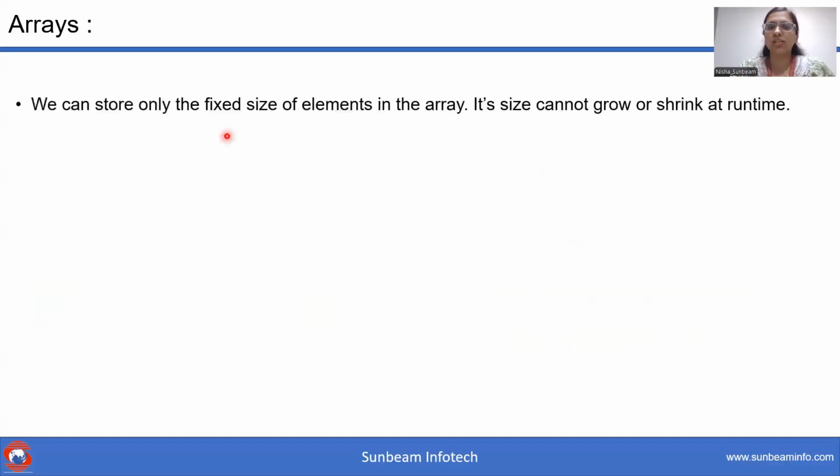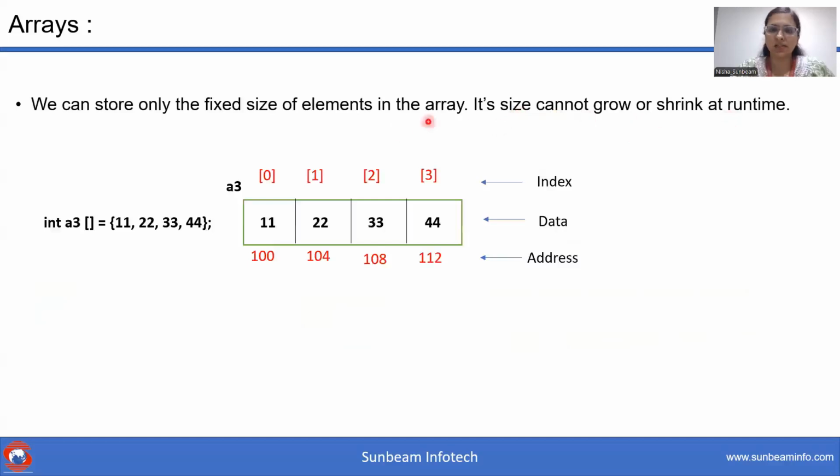We can store only the fixed size of elements in the array. Its size cannot grow or shrink at runtime. Here, let's see another example where I have taken an integer array A3 but I have not specified the size. So the number of bytes allocated to A3 will be dependent on the number of elements initialized. As I have initialized 4 elements, so 16 bytes of memory will be allocated for A3 as this is an integer array. If we do not specify the size, then initializing the array is important.